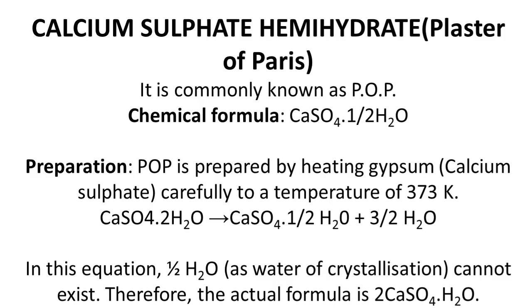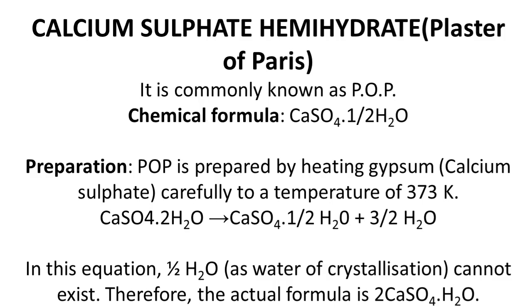And this gypsum salt has to be heated to a temperature of around 373 Kelvin. So we get a salt known as the plaster of Paris. So the equation is like this: calcium sulfate is going to be heated at a temperature of 373 Kelvin to give another salt, calcium sulfate hemihydrate. But one thing we have to see here is CaSO4 2H2O, what I have written in the formula, that is hydrated calcium sulfate.